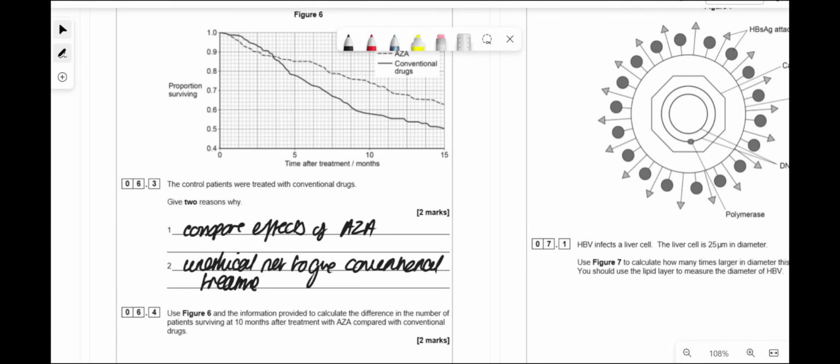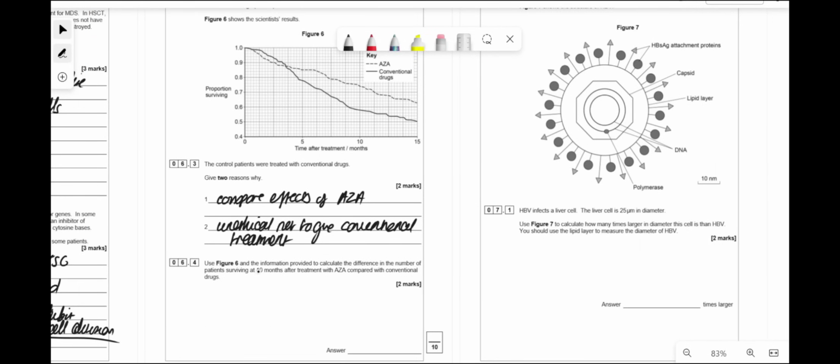Because then you're just leaving them with untreated cancer, and that's just not ethical. So yeah. Use figure 6 and the information provided to calculate the difference in the number of patients surviving at 10 months after treatment of AZA compared with conventional drugs.